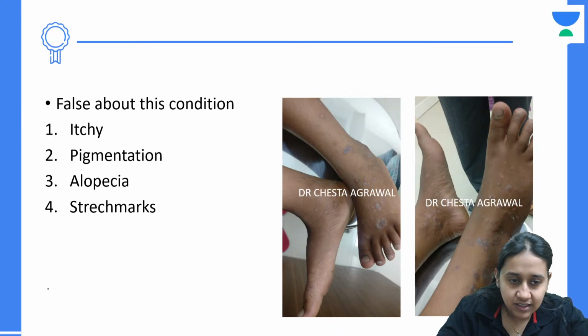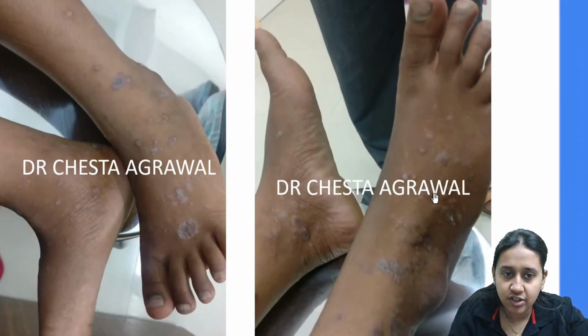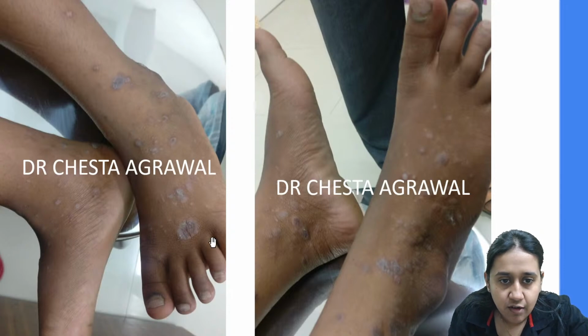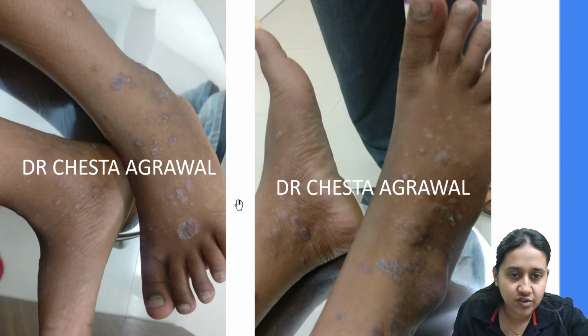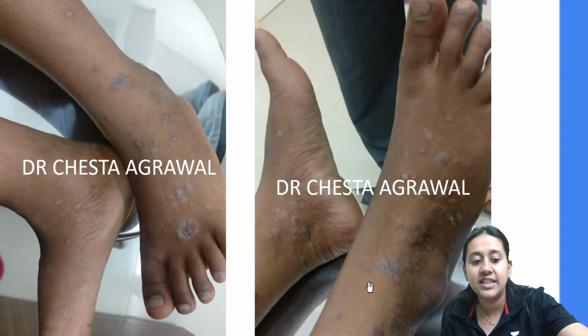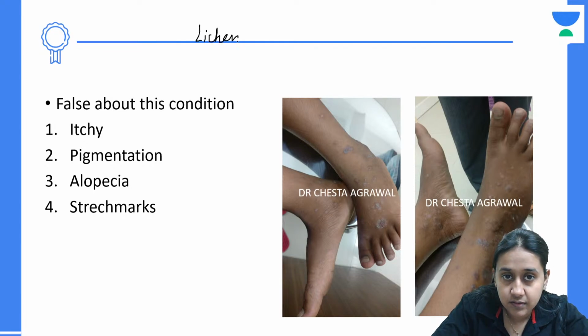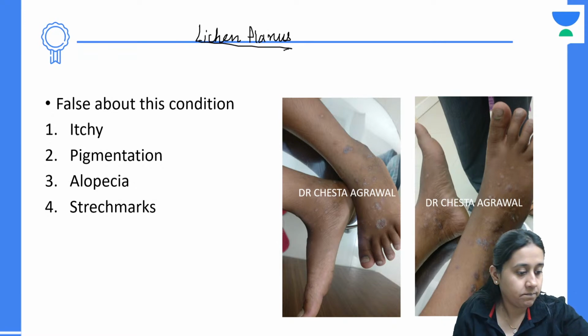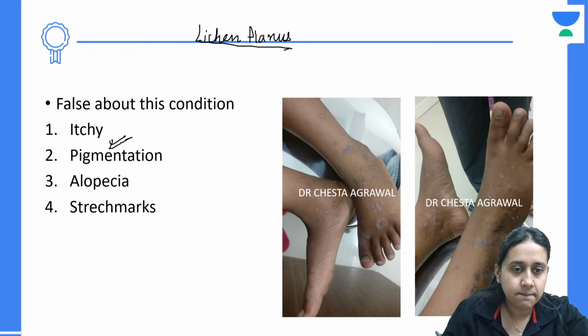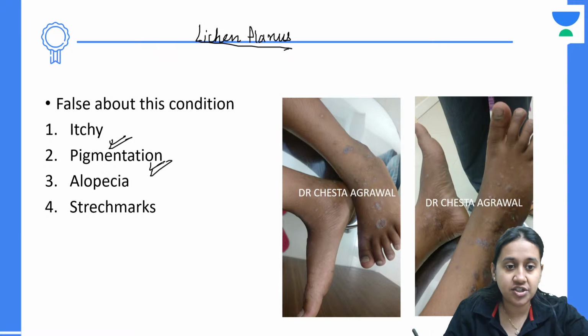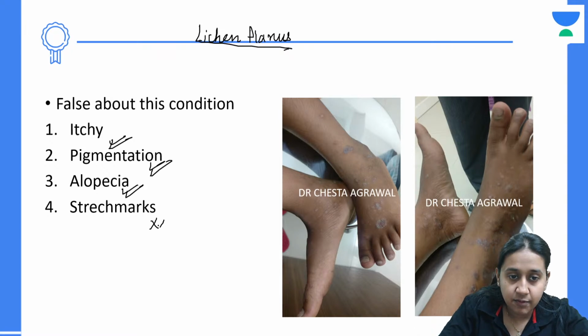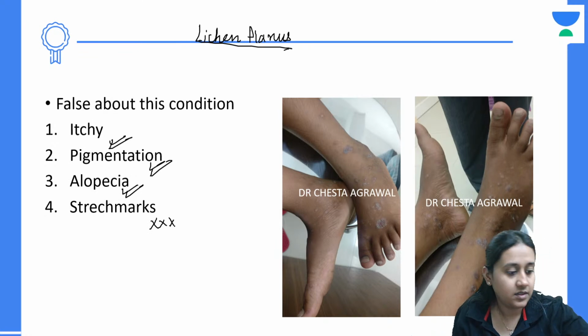Now if you look at the image, this is a patient of lichen planus. Can you see? Flat topped purple papules mainly present on the flexure. So this is one of our own patients who presented with these lesions. This is known as lichen planus. They are highly itchy. They heal with pigmentation. You see alopecia, but they never present with stretch marks.